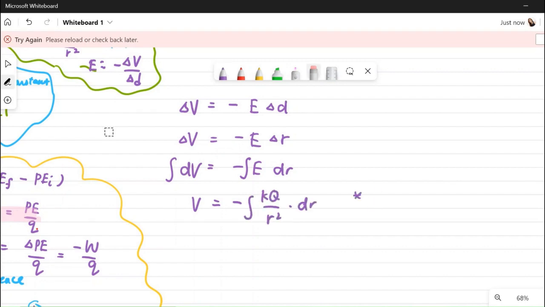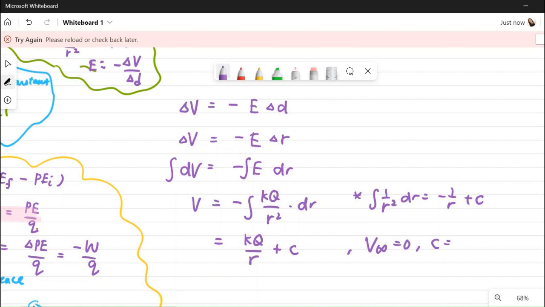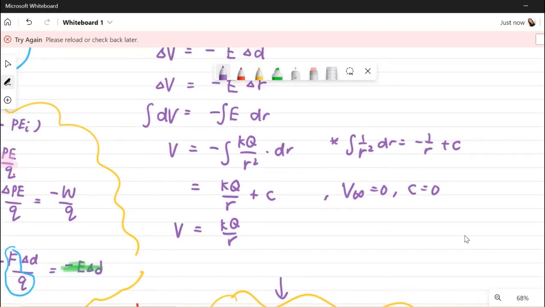So the integration of 1 over r squared dr is equal to negative 1 over r plus c. So I will get, negative times negative is positive, kq over r plus c. We define that the electric potential at infinity is equal to 0, therefore c is equal to 0. So this is the expression for the electric potential due to a point charge, right? So electric potential due to a point charge.